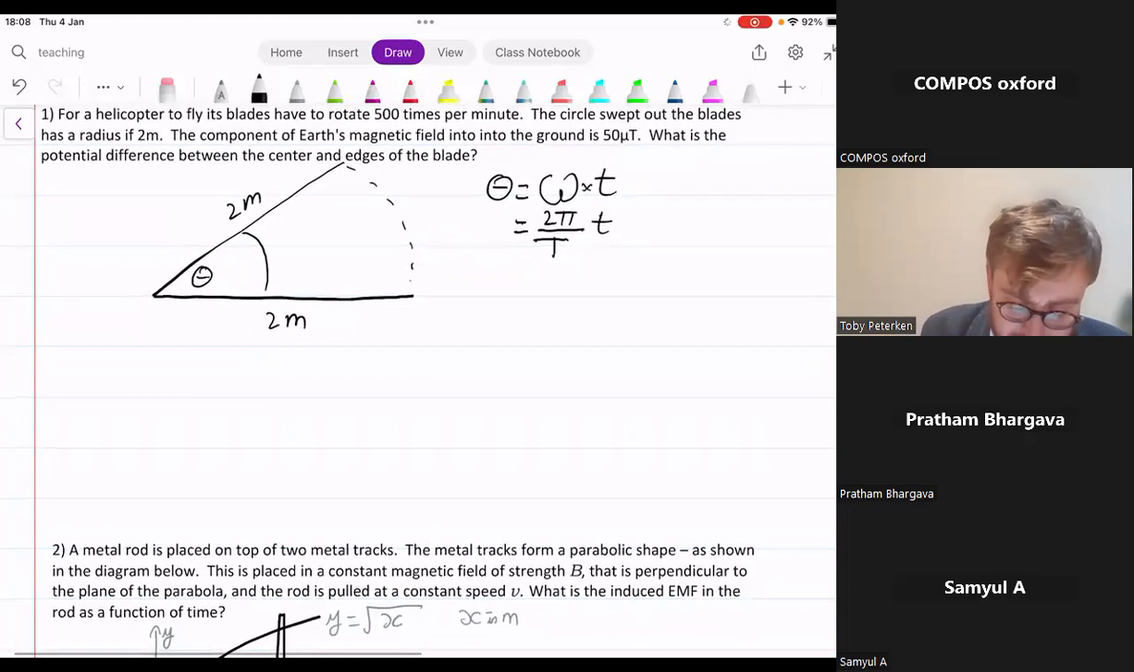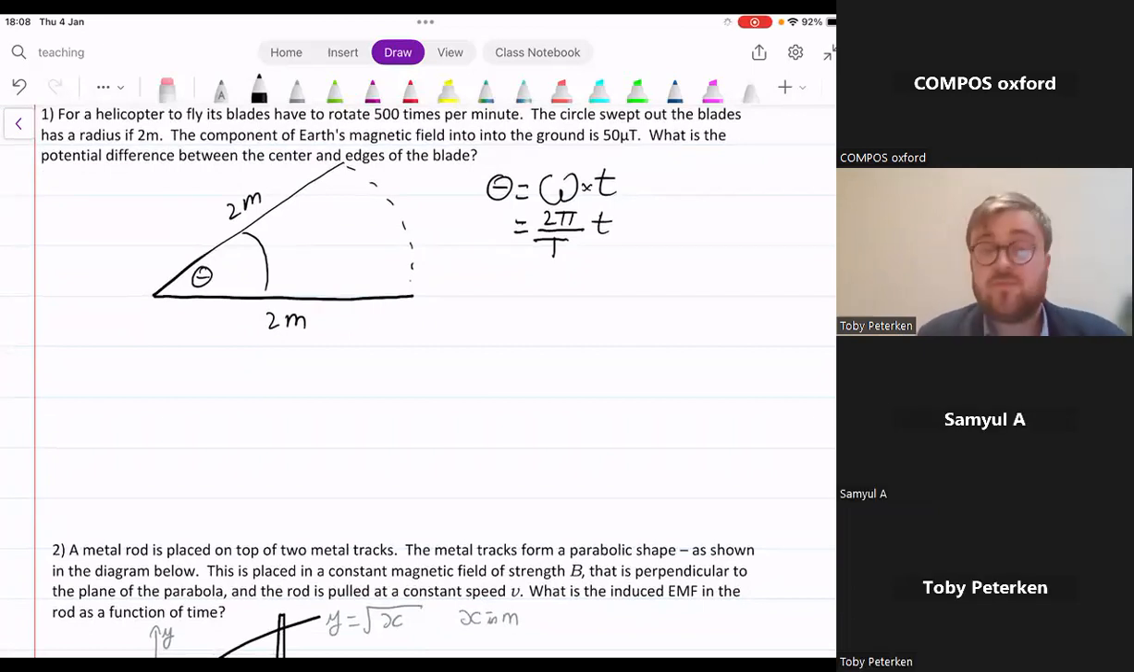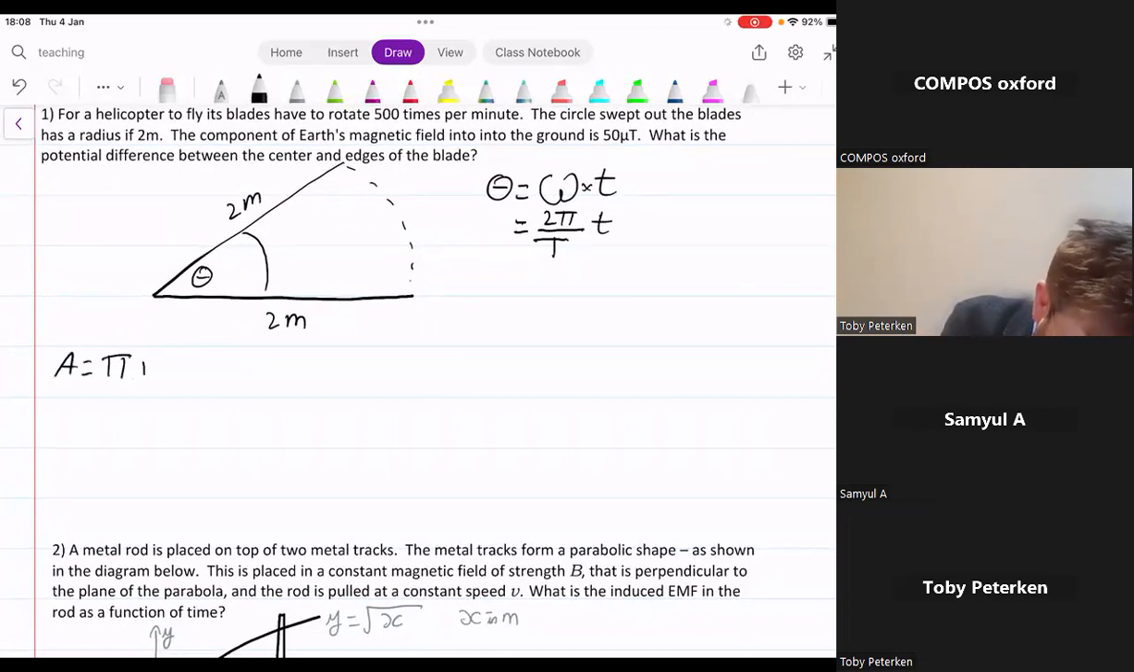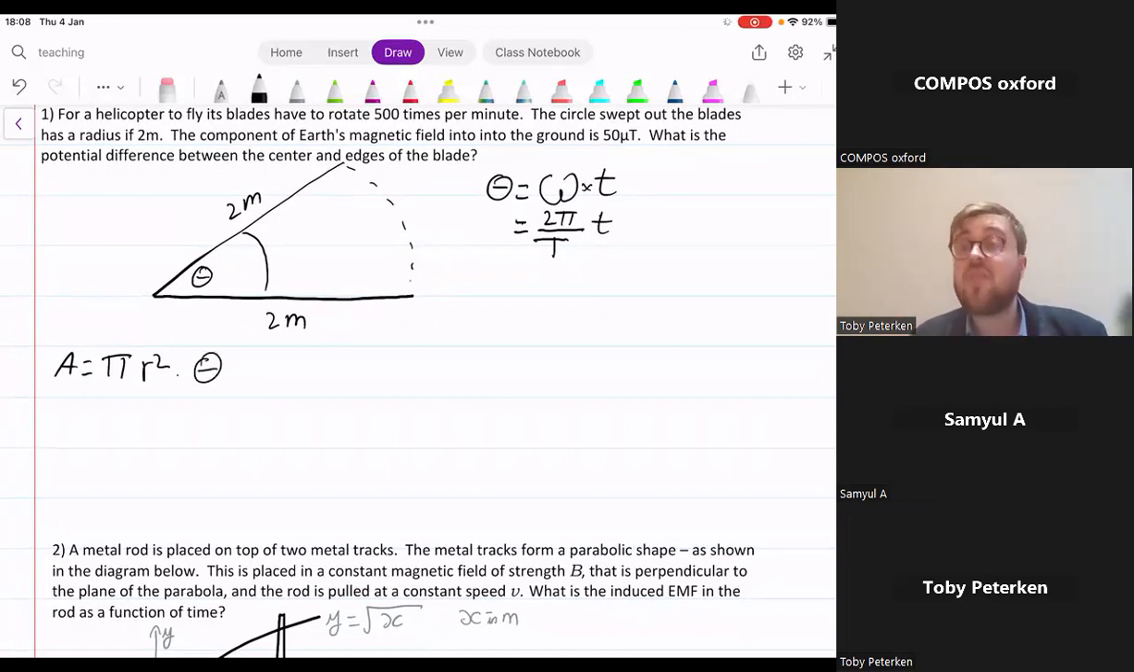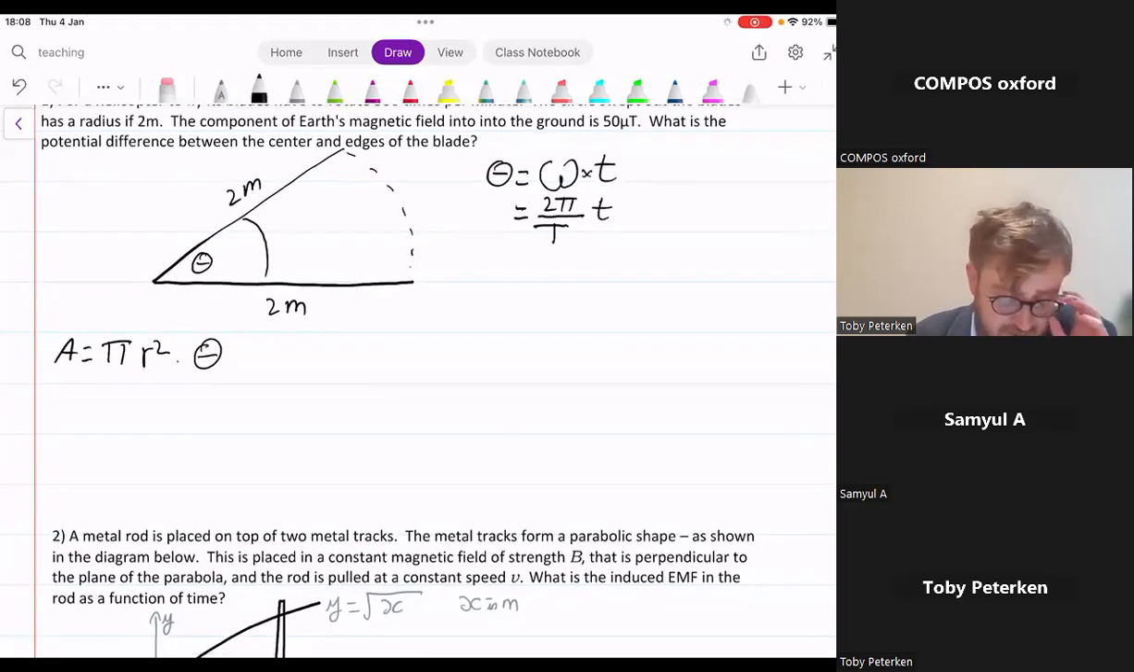The area swept out is just an arc. From geometry, we know that the area is equal to pi r squared, which would be the full area of a circle, times the angle theta. This is in radians. In degrees, it would be divided by 360, but not in this case.